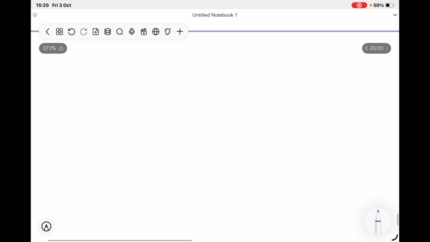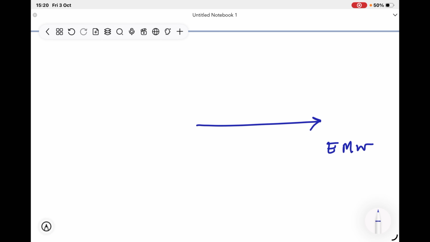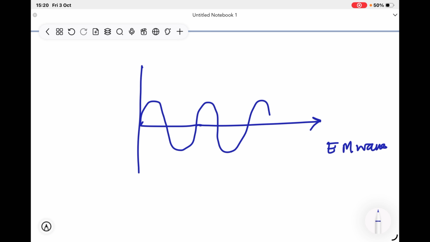So let us write down. The wave is traveling east, east is this way. So this is the EM wave, and this is the direction of propagation of the EM wave. And vertical is the magnetic field. This is the magnetic field oscillation. If you remember, we draw such a diagram. The x-axis is taken by the EM wave, the y-axis is taken by the magnetic field.